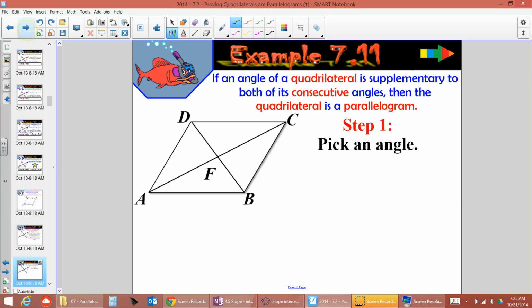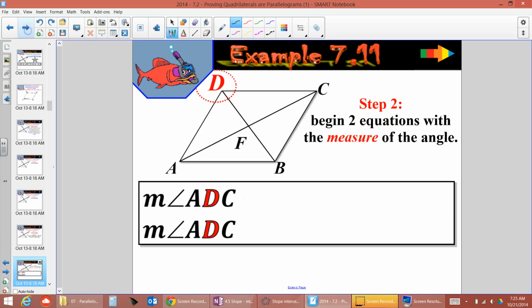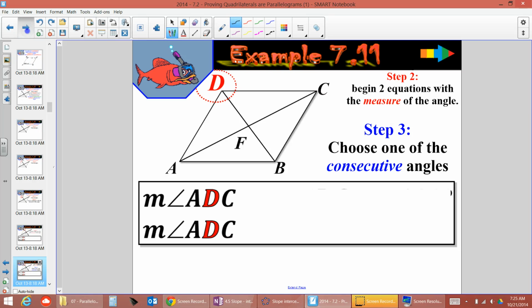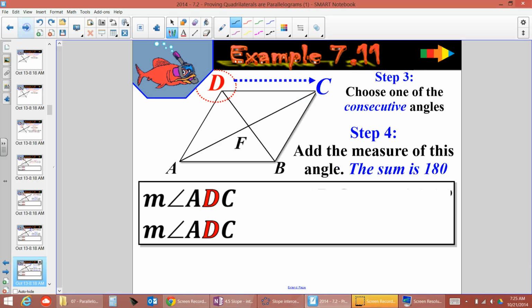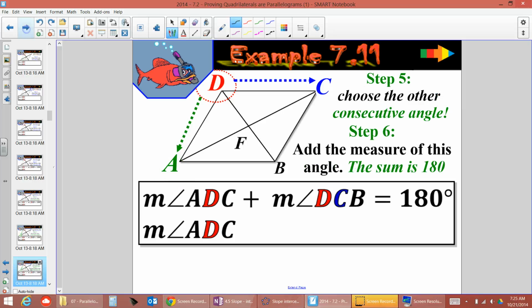So now I got to mark this down. I pick any angle I want, angle D, and I write that angle twice. I say ADC and ADC. Now I find my consecutive angles. That's angle C and angle A. So we write down angle C adds to 180 and angle A adds to 180. Okay? This is what I want on this test question right here.